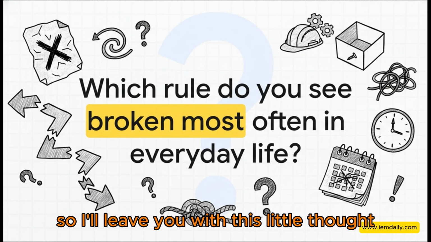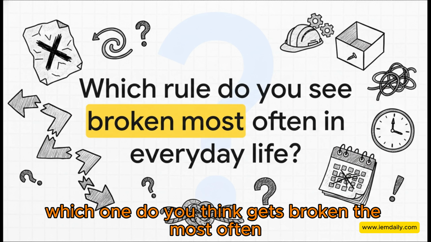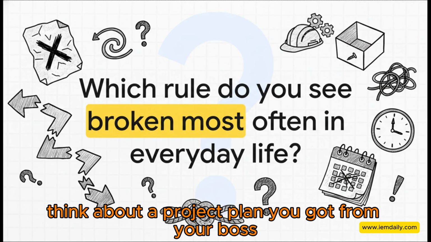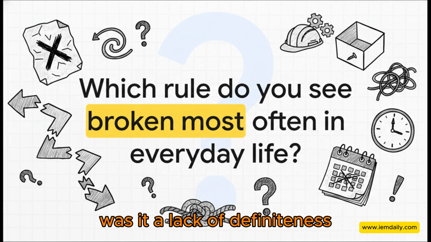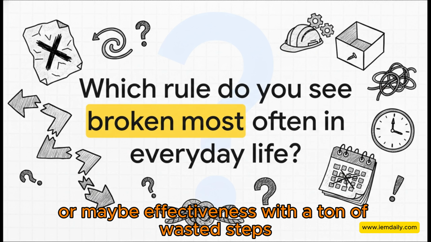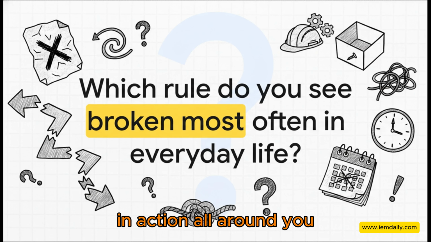So I'll leave you with this little thought. Now that you know the rules, which one do you think gets broken the most often in real life? Think about a project plan you got from your boss, or the last time you tried to assemble some furniture. Was it a lack of definiteness? Or maybe effectiveness, with a ton of wasted steps? It's a pretty cool way to see these principles in action all around you.